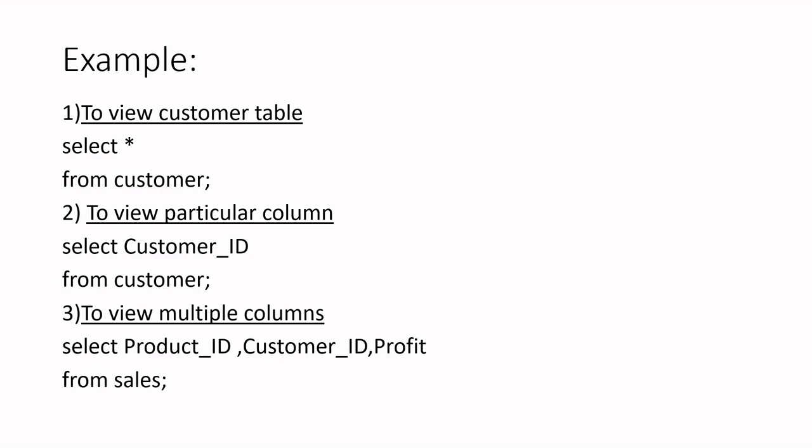Now if we have to draw a particular column, the SQL server will go from customer, so it will go to the customer table and select the customer ID. Then if we have multiple columns, like from the sales table we want to draw the product ID, customer ID, and the corresponding profit, we can write select product ID, customer ID, profit from sales. So how SQL will go through it, it will go to the sales table, from sales, and then it will draw the product ID, customer ID, and profits.